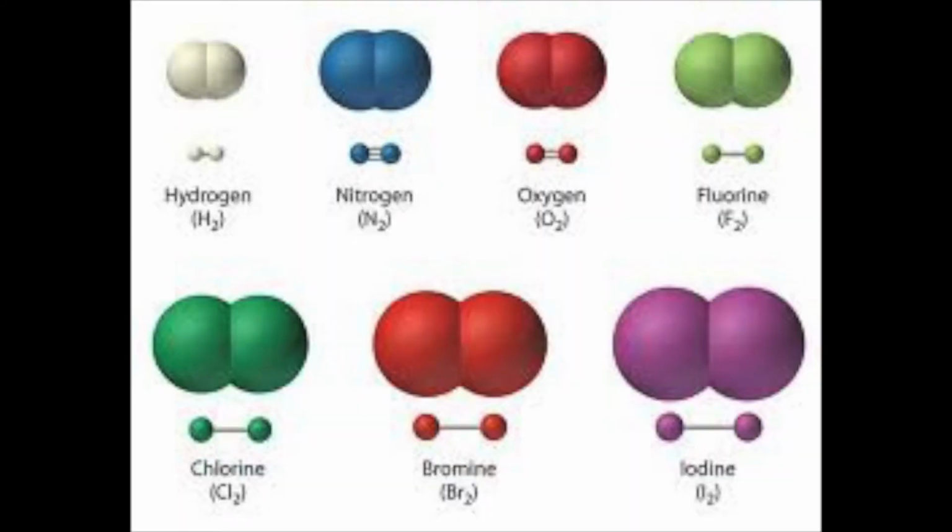All right. When hydrogen, oxygen, nitrogen, fluorine, chlorine, bromine, iodine are in the gaseous state, they are diatomic. So it's H2, N2, O2, F2, Cl2, Br2, I2. When they're in the gaseous state, they exist diatomically.